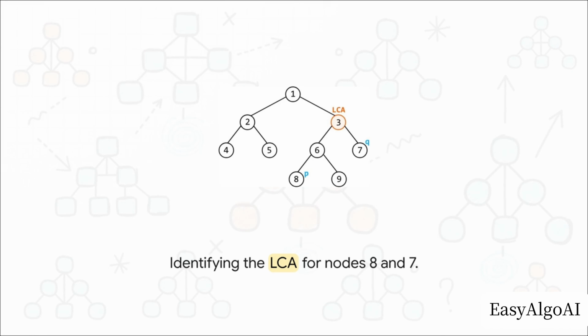To see what this actually means in practice, imagine our target node P is the 8, way down there at the bottom left, and target Q is the 7, over on the right. If we trace their lineage upward, node 3 is the lowest connection point for both of them. Sure, the root node, node 1, is also an ancestor to both targets, but node 3 is the lowest one down in the tree structure.